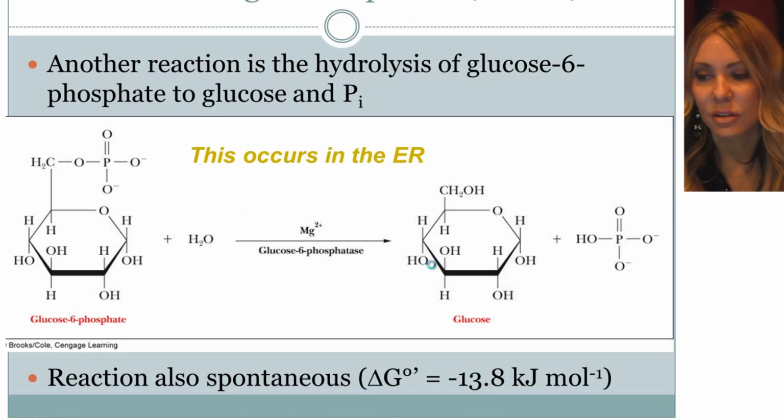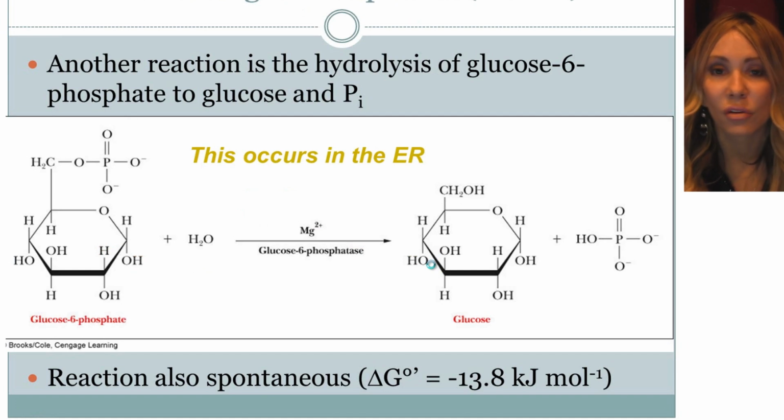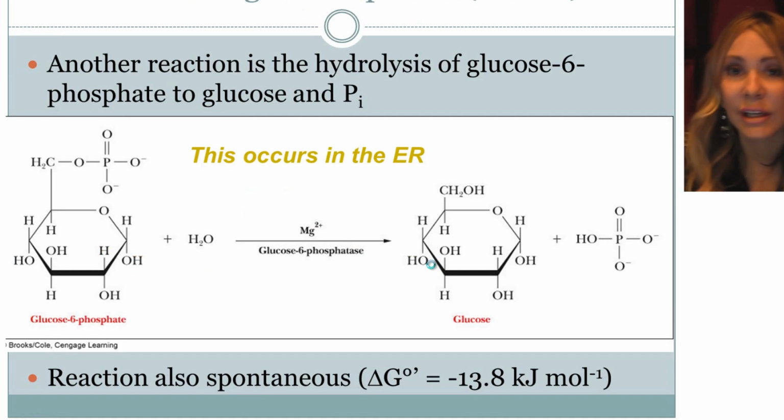And then the last reaction that differed was catalyzed by glucose 6-phosphatase, another phosphatase occurring in the ER. This is where we take the phosphate off of the C6 of glucose 6-phosphate and we have glucose. And that's it for gluconeogenesis.